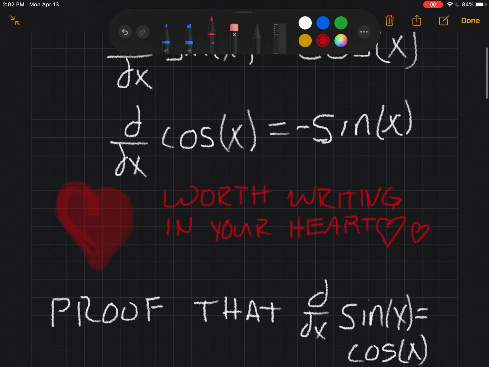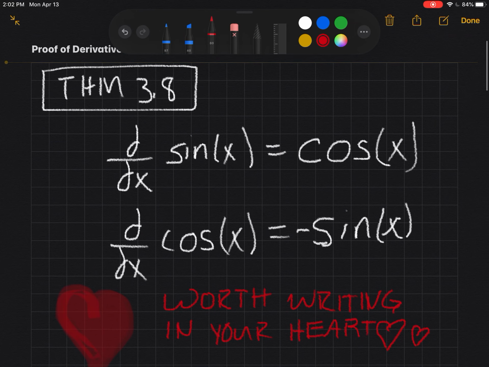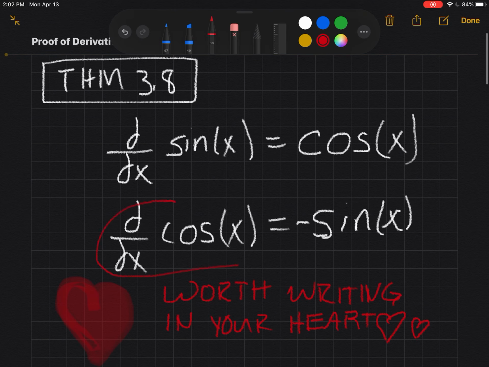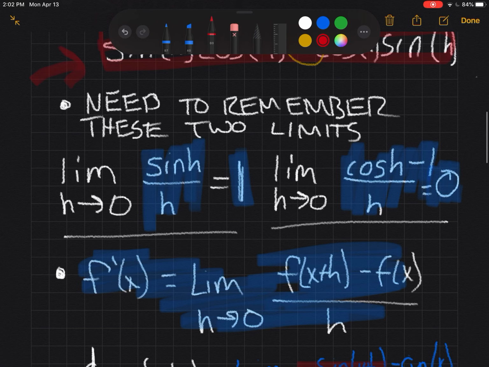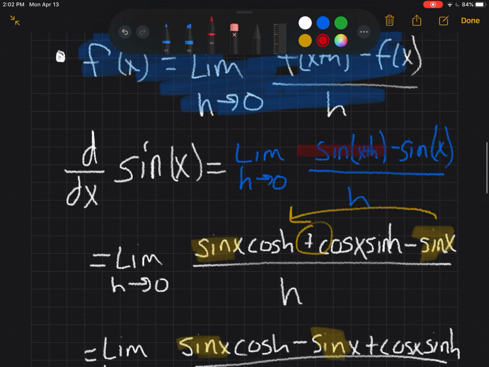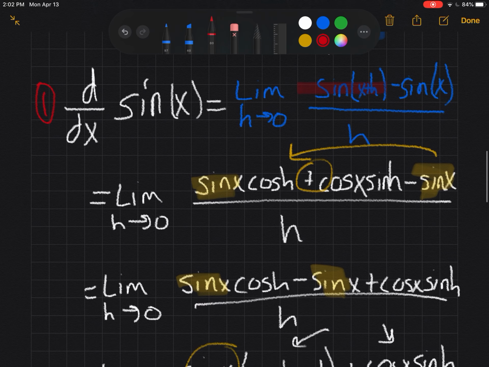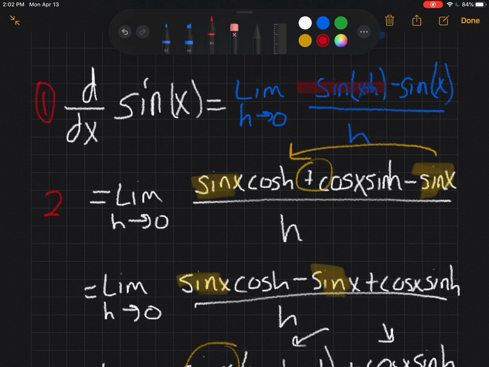Yay! Worth knowing. If you're interested in the proof of the other fact that we have here, in why the derivative of cosine x is negative sine x, you would use almost the exact same steps to prove it. It's very, very similar. So see if you could figure that out.